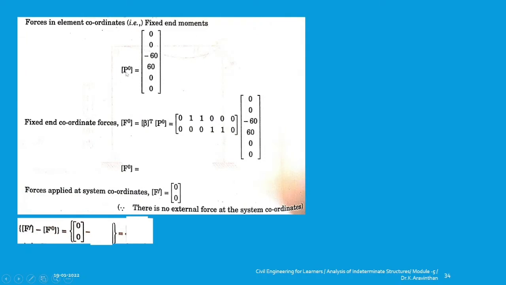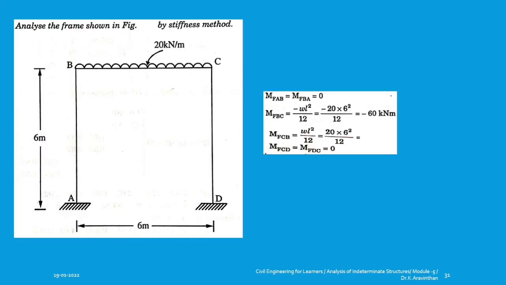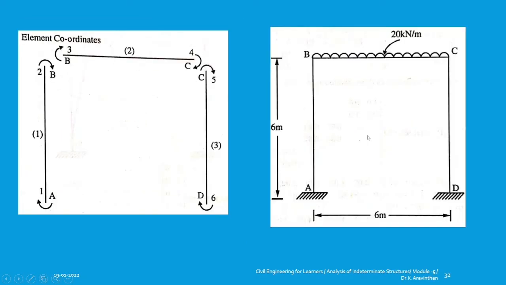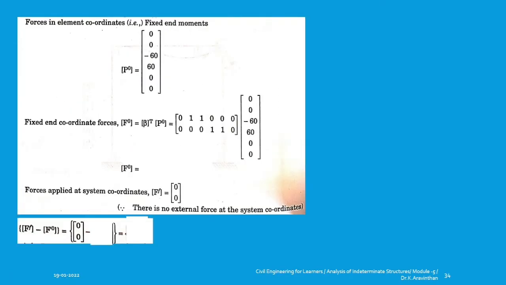You have found out the fixed end moment for element AB. The bending moment from C to D or D to C is 0. You had a bending moment only at B and C. These two are your moments, that is minus 60 and plus 60. Rest of the elements are 0. So you have 0, 0, minus 60, plus 60, 0, 0. So this will be your fixed end moment, this is P naught.